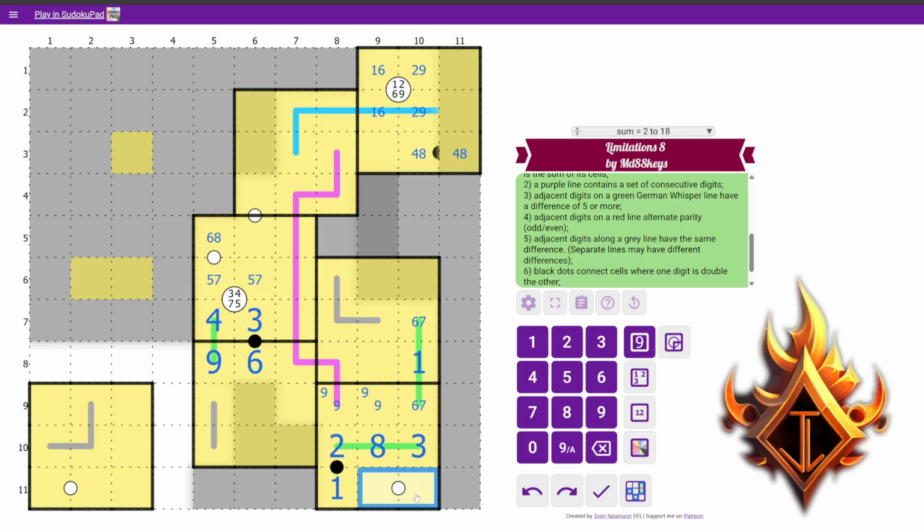Okay, so this. It cannot be 1, 2. Cannot be 2, 3. Cannot be 3, 4. It can be 4, 5. Cannot be 6, 7. Or cannot be. If it was 5. No.